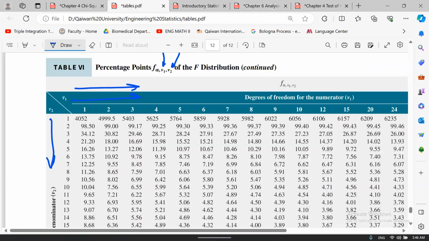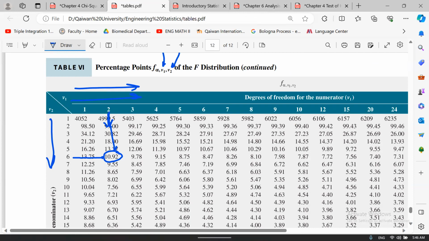Now, let's look at that. Here, this is the second. And then at 6, we have 10.92. That's 10.92. So this is F of 0.01, 2 and 6, which is 10.92.